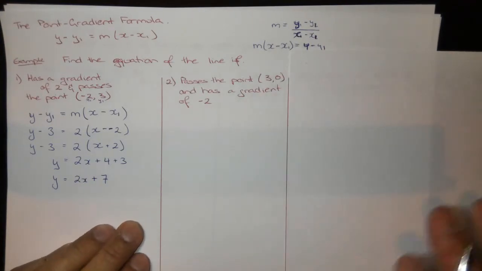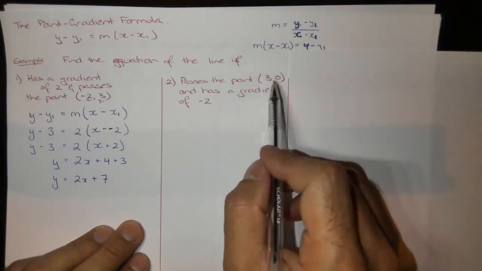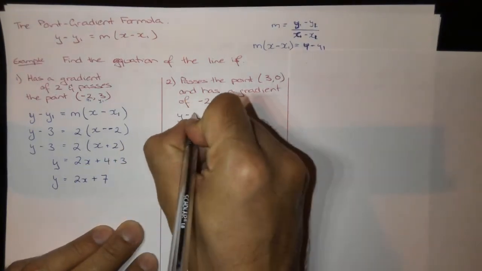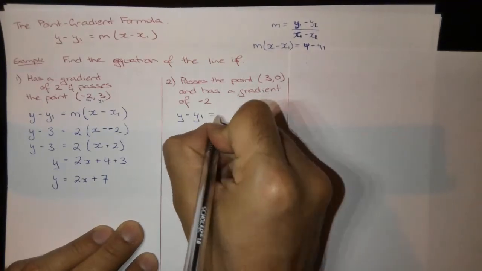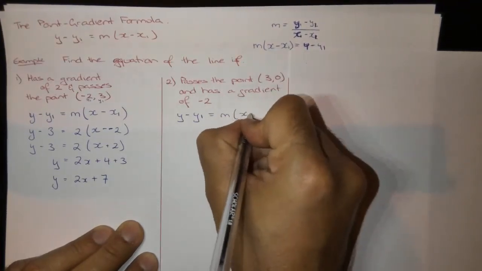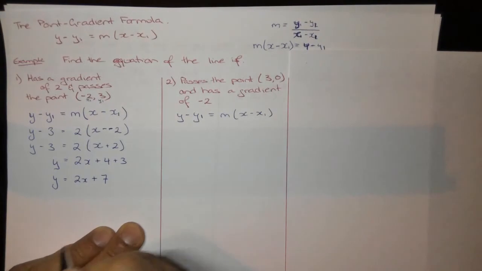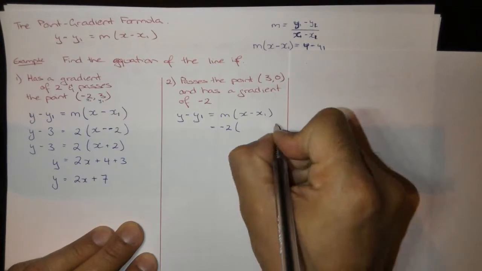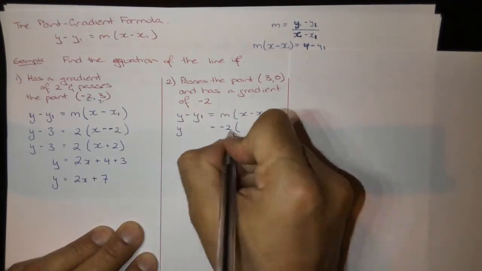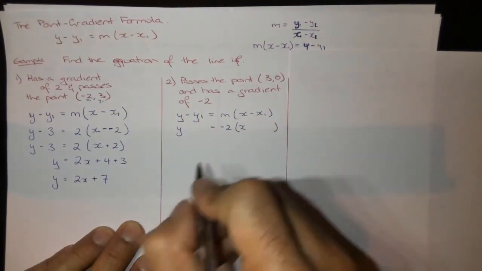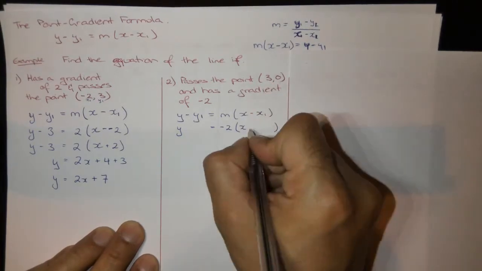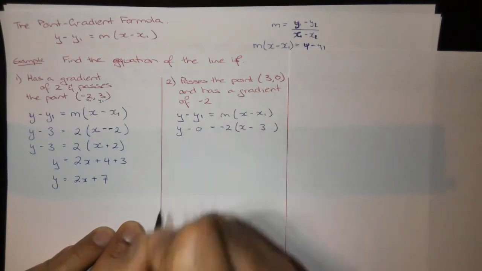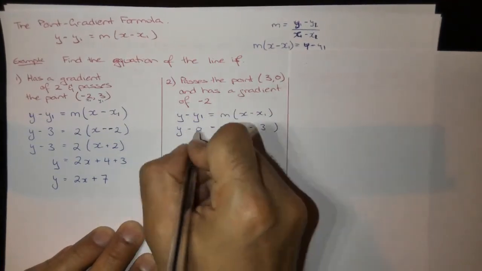Here we go, example 2. We've got a line passing through the point 3, 0, and it has a gradient of -2. So once again, we write the formula, y minus y1 equals m(x minus x1). Okay, the gradient is -2. Replace that there. I don't have my arbitrary x or y, but my x1 is 3, so I'm going to minus 3, and I'm going to minus 0. Okay, so that just becomes y.